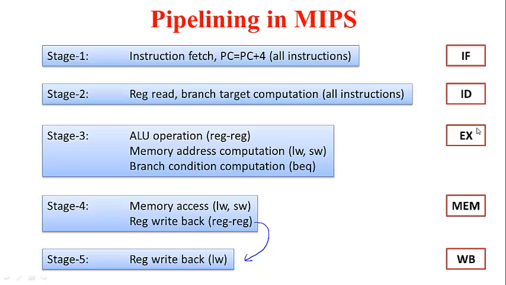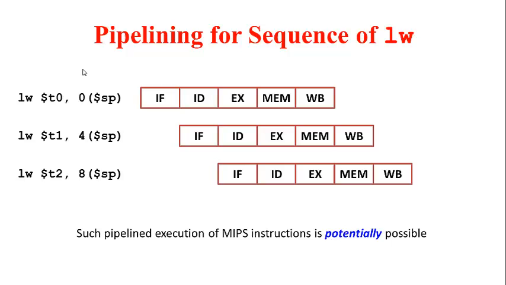So the names of the 5 stages are instruction fetch IF, instruction decode ID, EX execute, mem memory operation, and WB for write back. After having identified the 5 stages, we can do pipelining for MIPS potentially as follows. Let us look at a simple sequence of load word instructions, 1, 2, 3 load word instructions in this example, and these are the 5 stages of the pipeline: IF, ID, EX, mem, and write back.